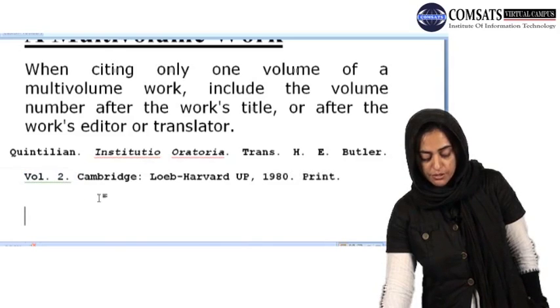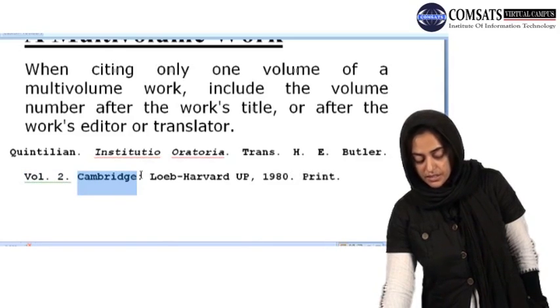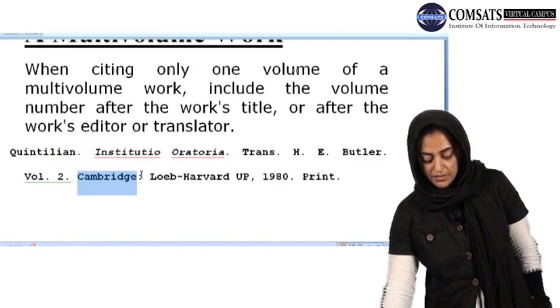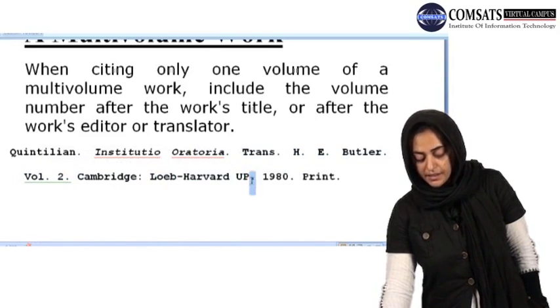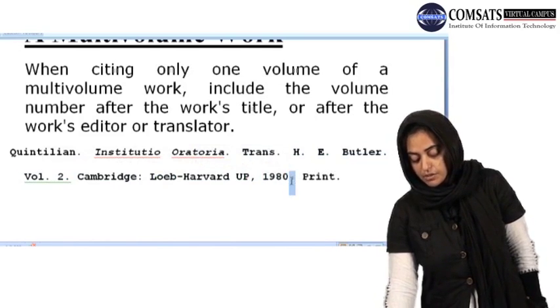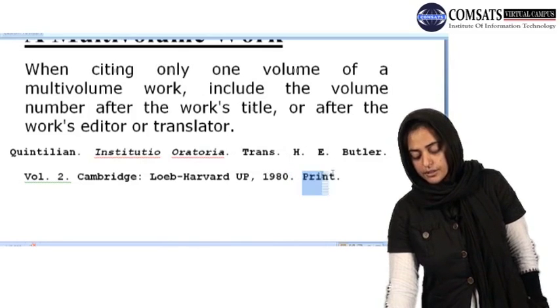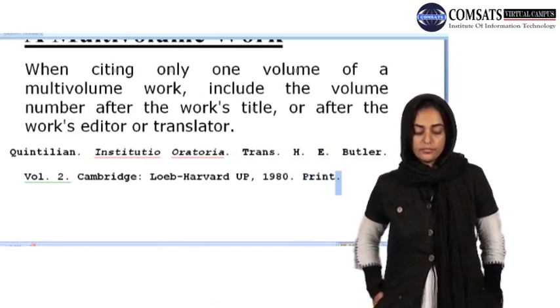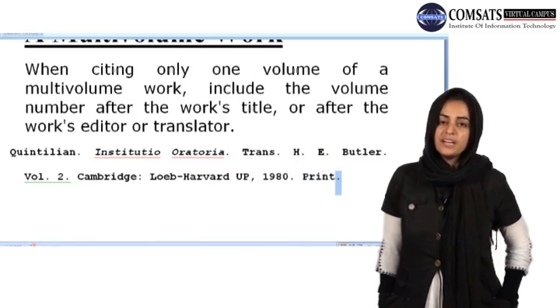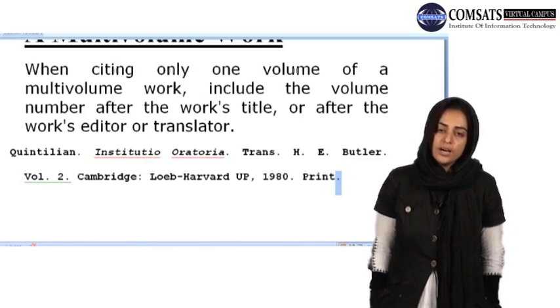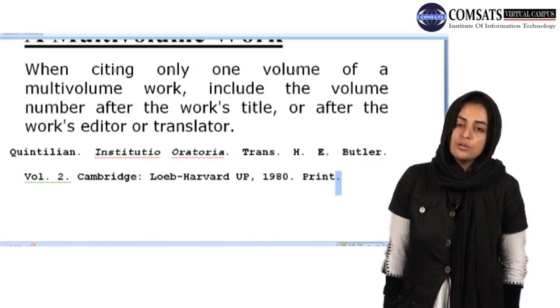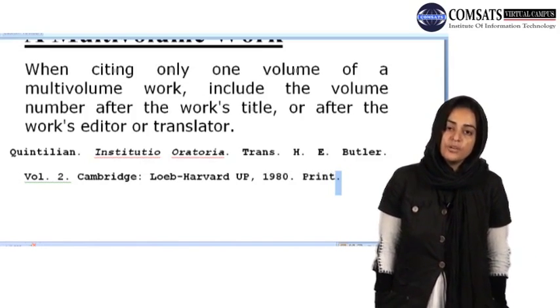Then here comes the city of publication. After that there is always a colon. Then the publisher's name. After that is a comma. Then the year of publication, 1980, then a period, then the medium of publication, that is print, then a period. So this is the way, dear students, you will create the detailed reference for the works cited page through MLA referencing style when you are referring to a single volume of a multi-volume work.